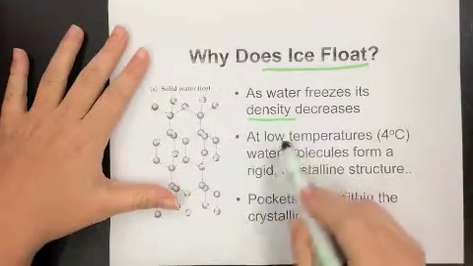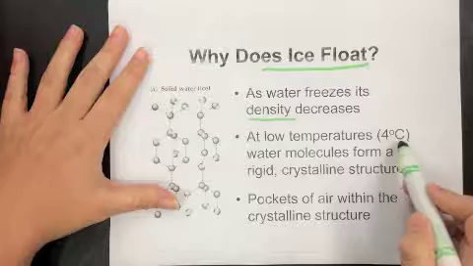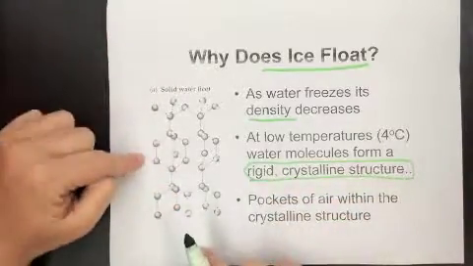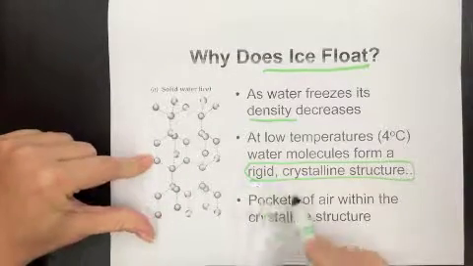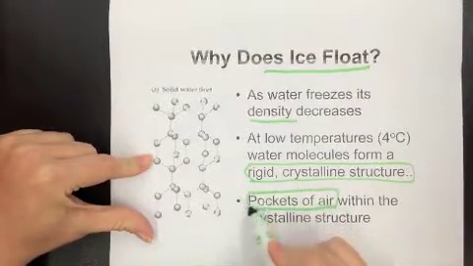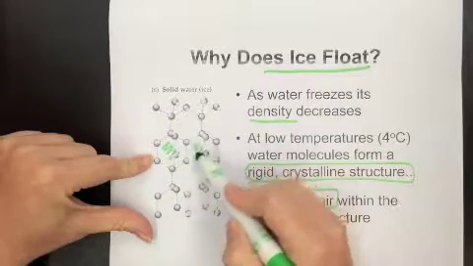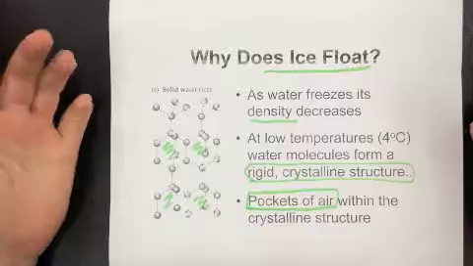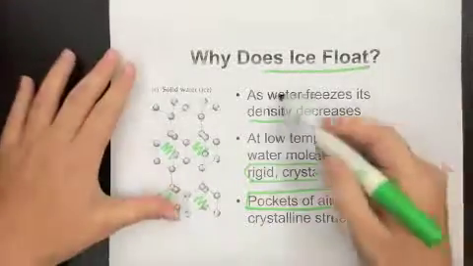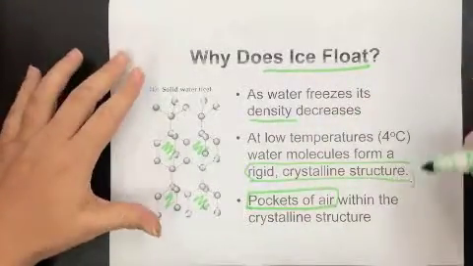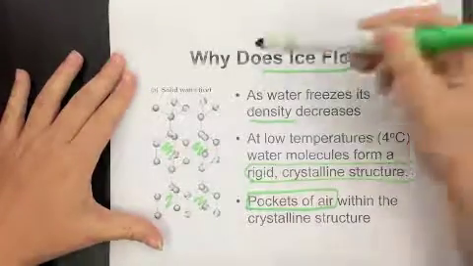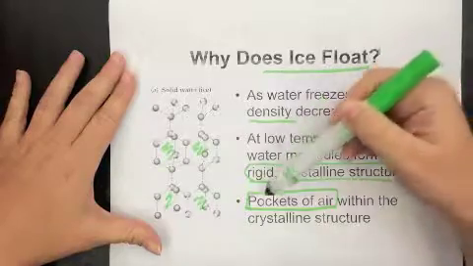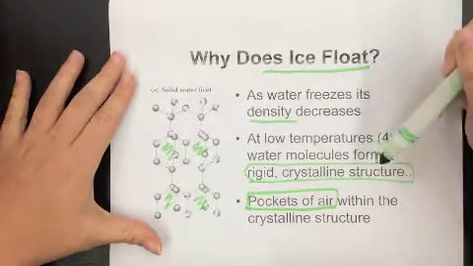So what happens is when water reaches a temperature of 4 degrees Celsius or lower, it forms this rigid crystalline structure that's shown here over on the side. And when it does that, it forms these pockets of air. As you can tell, these are your pockets of air here. Since you're putting air into these structures, that's what's causing the density to go down. So therefore, ice floats in water because the density decreases due to air pockets within the rigid crystalline structure.